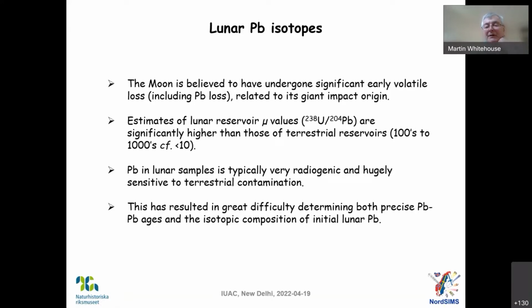So lead in lunar samples is very radiogenic through time because there's no common lead. All you've done is generate radiogenic lead. And it's very sensitive to terrestrial contamination. Bring a sample back from the moon, take a lunar meteorite, leave it in the desert for a while, cut it with a saw, make a thin section, you've contaminated it, it's a disaster. And so lead isotopes typically have not yielded very good ages for lunar basalts over the years. There's always been this problem with terrestrial contamination.